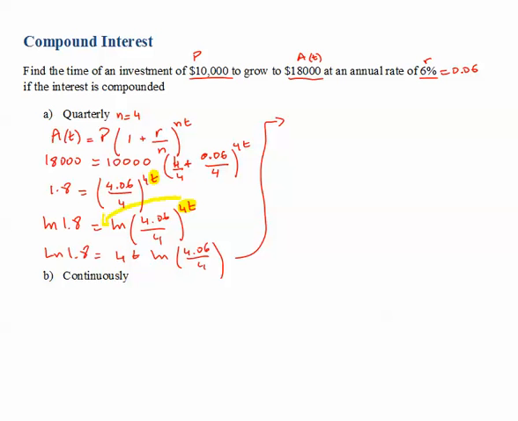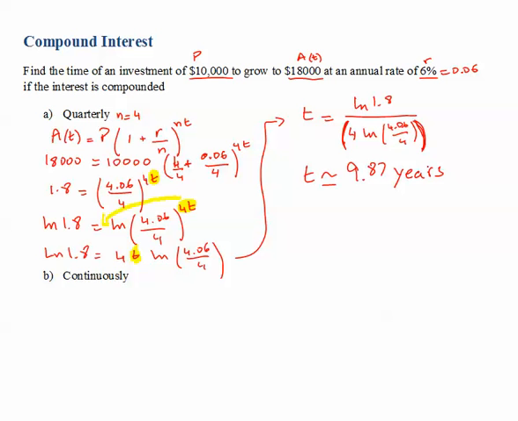So what we're looking for is t. We need to solve for t. In this case, t equals ln 1.8 divided by, so we divide both sides by 4, and then times ln 4.06 over 4. As you see here, I put the parentheses, which are needed when you do the calculation in the calculator. Plug everything into the calculator, and you get t equals 9.87 years.